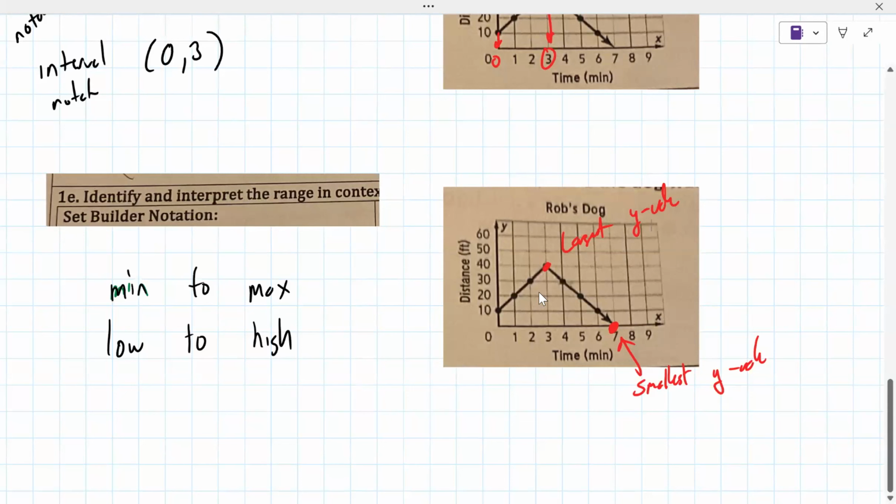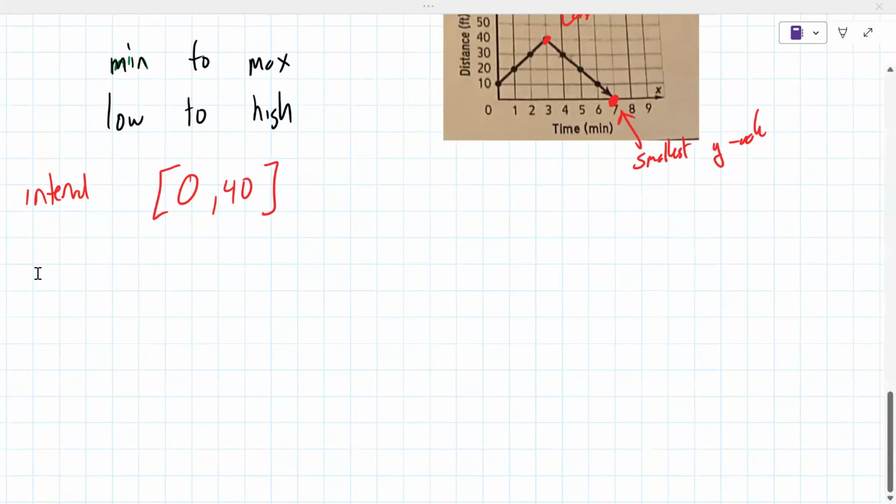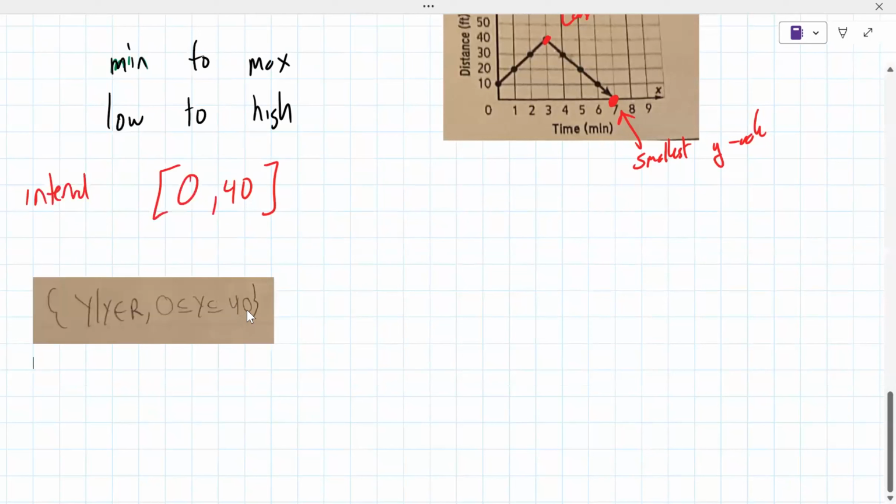So in this case, it's 0 to 40 with brackets. That's interval notation, which it doesn't look like you're using, which is okay. You're using set builder notation, which is fine. Just usually by algebra 2 is when they say, nope, we're going to go back to interval notation. But this is good too, set builder.